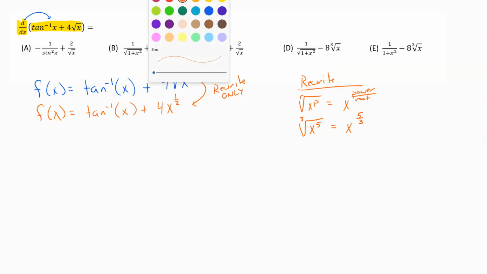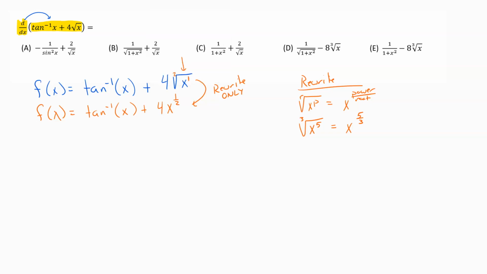When you look at a derivative, the first thing you do is break it down into smaller bite-sized problems by the pluses and the minuses. So we've got this inverse tangent as one piece, and then plus, this 4x to the 1/2 is the second piece. The inverse tangent is what I refer to as a special case derivative. That just means it's one you have to have memorized.